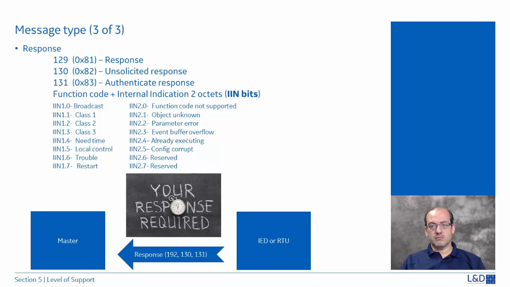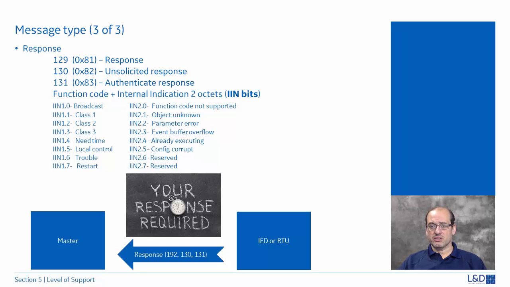The response is permitted by the standard as a reply from the device or the server to the master. It will have the value of either 129, which is hex 81, and that's basically just a response to a request by the master. Hex 82 or 130 would be an unsolicited message, and that's a response without a request from the master if unsolicited is enabled, and the master has the ability to listen to or ignore unsolicited messages.